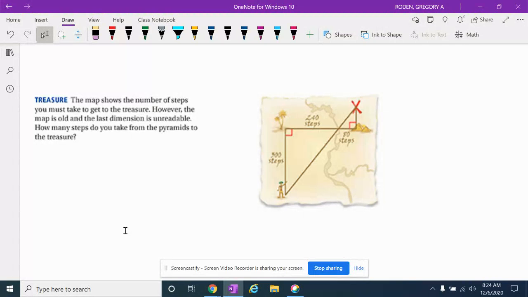However, the map is old and the last dimension is unreadable. How many steps does it take to get from the pyramids to the treasure? So we need to know how many steps it is from here to the treasure right here. This is missing here, the pyramids to the treasure. So what we're going to do is write a proportion, okay?